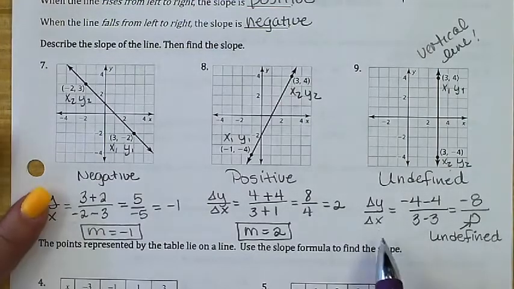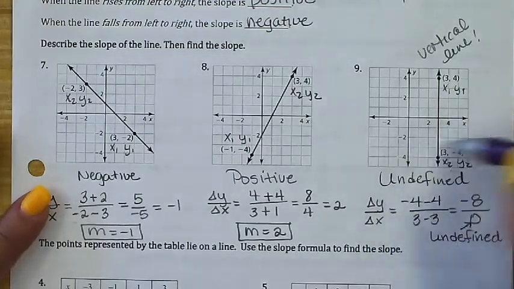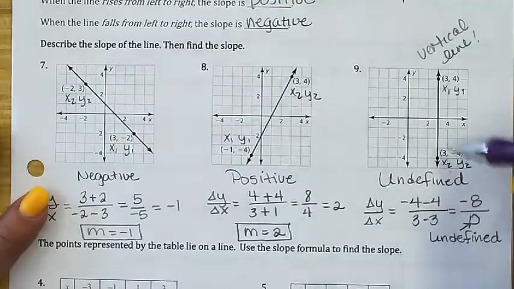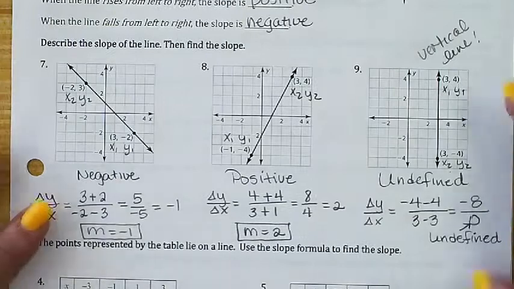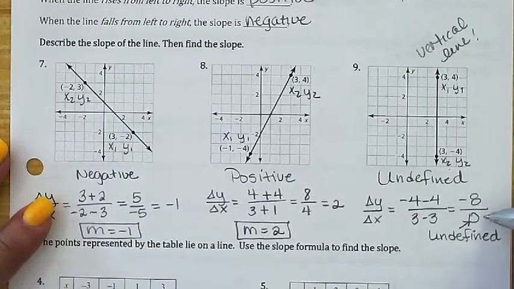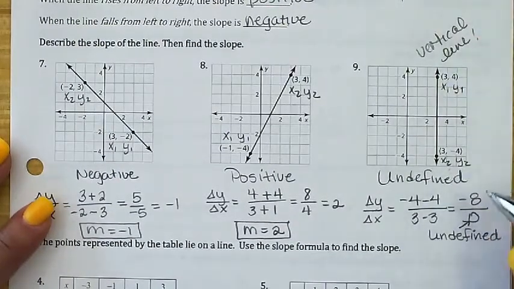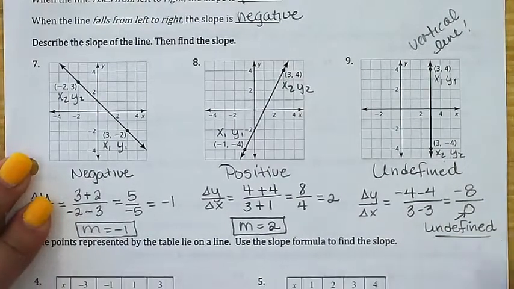And so because the change of x is 0, there is no run at all. It's all just up and down. That is an undefined slope. So that's one where you just have to know that about vertical lines, and you have to know that 0 in the denominator is not acceptable and that it's just going to be an undefined value.